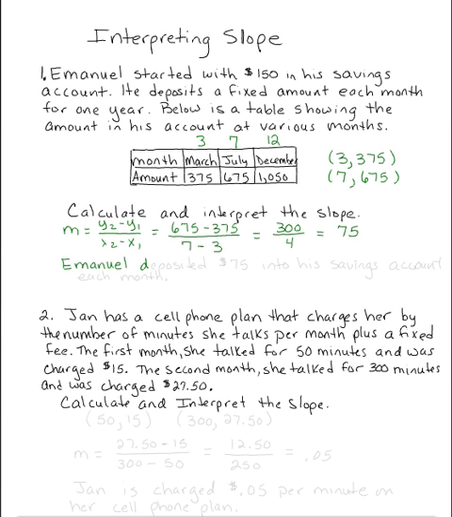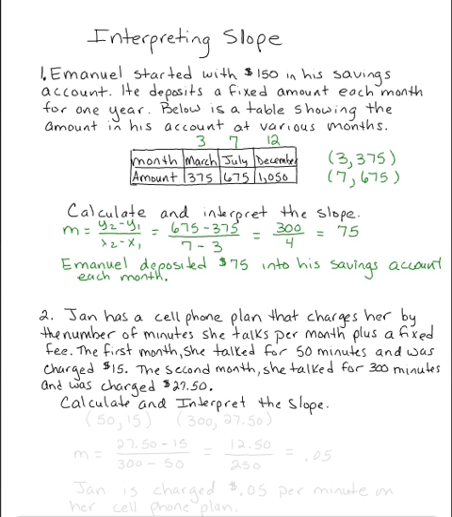So Emmanuel deposited $75 into his savings account each month. So the slope told us how much was going in every month, which was a fixed amount.